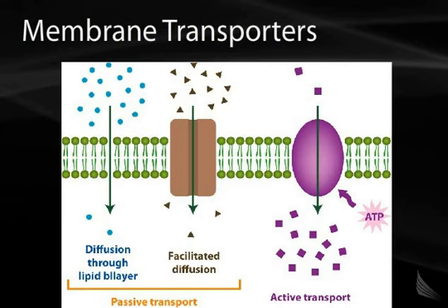Other times, molecules need to move up their concentration gradient, shown on the right in the example of the purple squares. This can only happen with the breakdown of ATP to release energy to allow this process to occur. This is known as active transport. This is in contrast to the two examples shown on the left, which are forms of passive transport which do not require ATP.